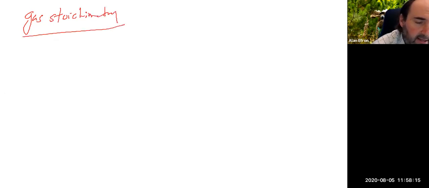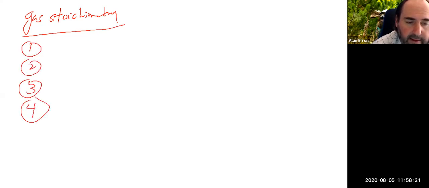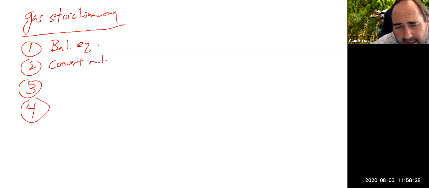We also talked about gas stoichiometry, and gas stoichiometry, like all the other stoichiometry we've been talking about this semester, uses your same basic 4 steps. You balance your equation, then you convert to moles. And in a lot of cases, you are going to do grams to moles using the molar mass.